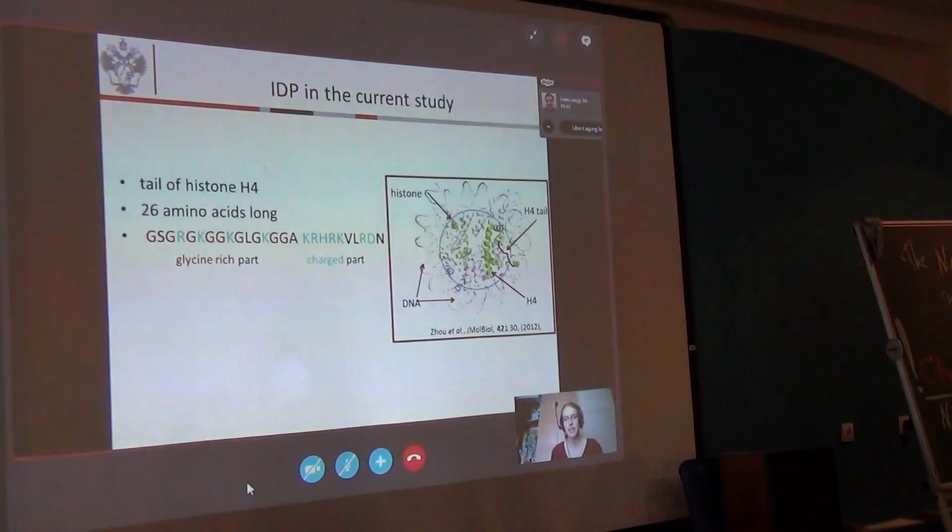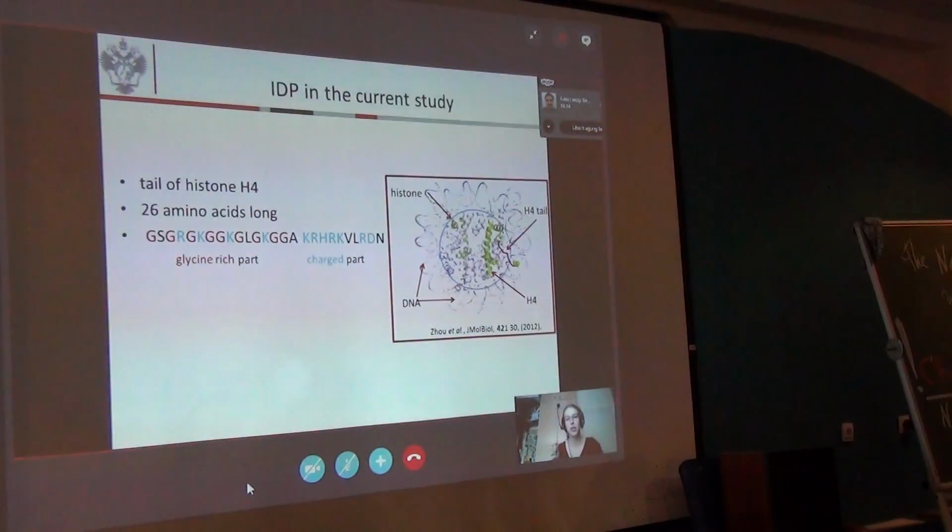Now, the IDP that we were investigating is the 26 amino acid long tail of the histone H4. So what is a histone? A histone is a protein that is important to wrap up DNA inside a cell. DNA in humans is a 2-meter long molecule, and it has to fit inside the cell nucleus, which is only 10 micrometers big.